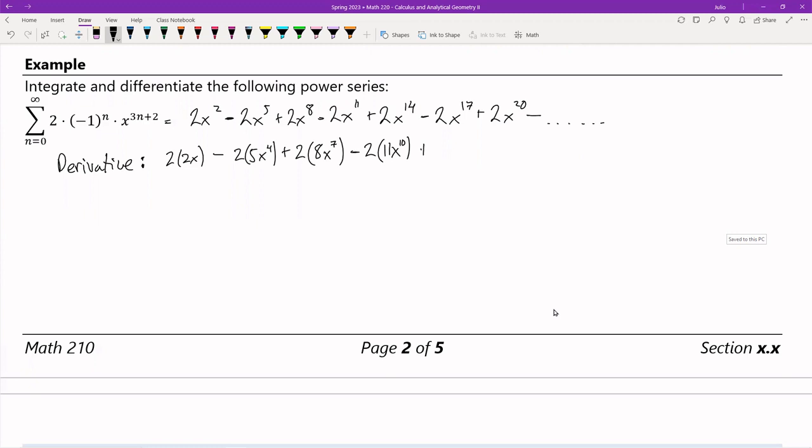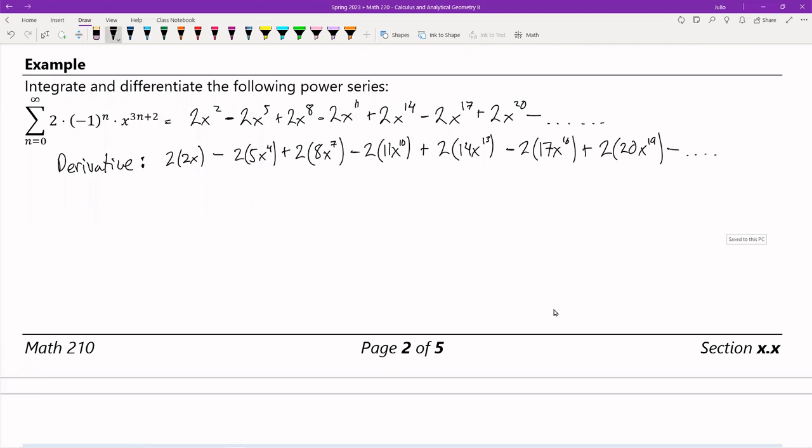Plus the next one, 2 times 14x to the 13th, minus 2 times 17x to the 16th, plus the next one, so it's going to be 2 times 20x to the 19th, minus dot dot dot.